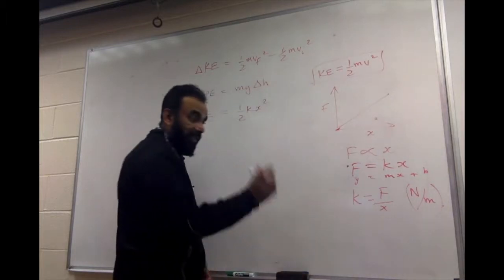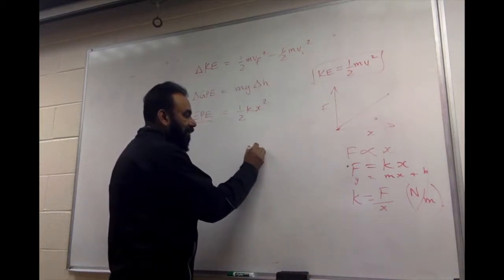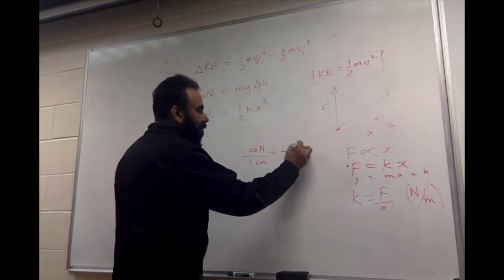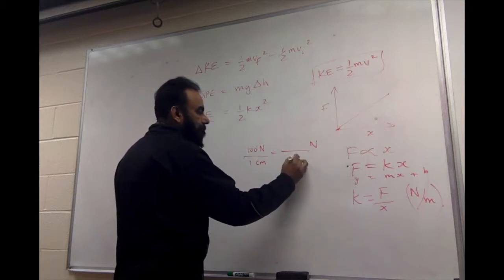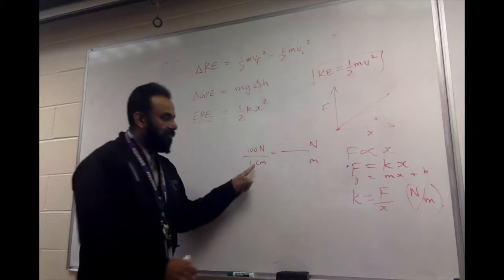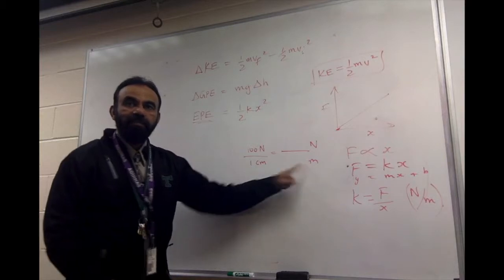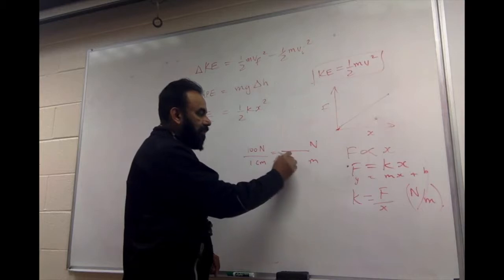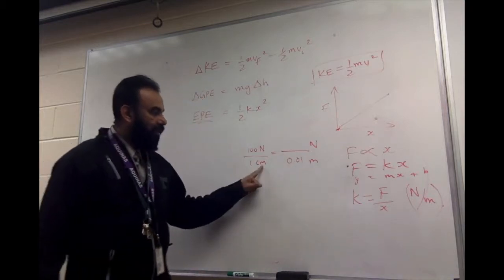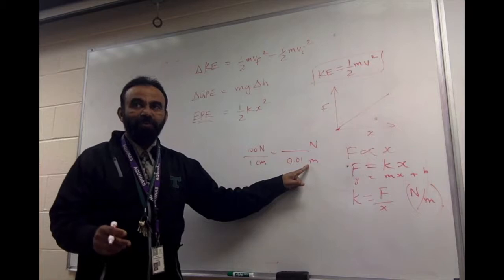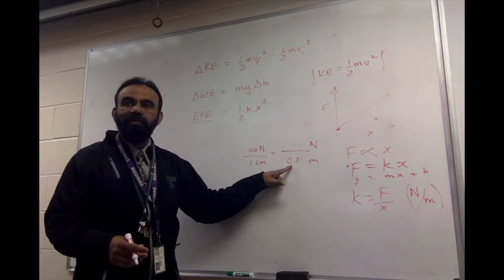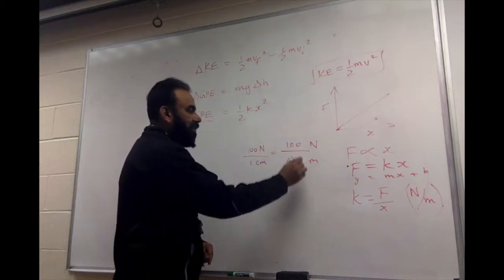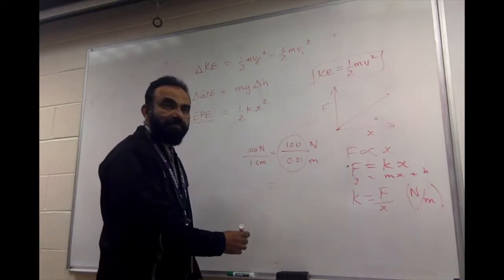So I'll show you what to do. And again, I have done this before. 100 Newton per 1 centimeter is equal to how many Newton per meter? Now you're going from centimeter to meter. The unit is going from small to big, so the number should go from big to small. Yeah, it should go smaller. So there it is. And Newton, that's fine. Now put this together. What is it? 10,000.